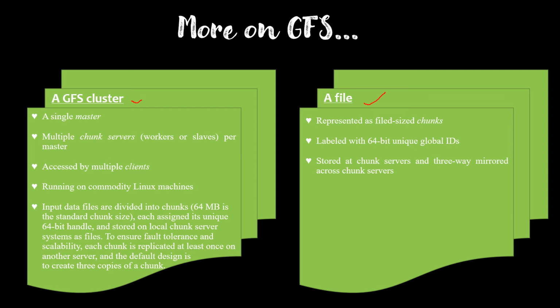For the file, it is represented as file-size chunks, labeled with 64-bit unique global IDs, and stored at chunk servers and three-way mirrored across chunk servers. So these are the two main components in the GFS architecture.